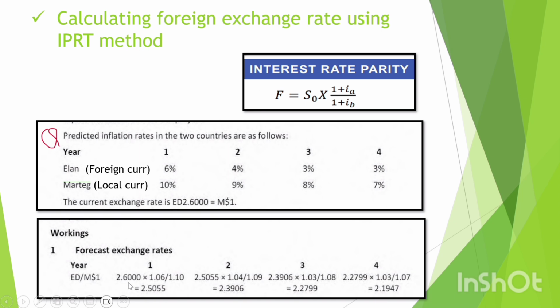So 2.6 is our current exchange rate, and for the first year, we have to inflate it. In the numerator we are using the ED country inflation, and in the denominator we are using the Martech country inflation. In this way, you can try to solve as many questions as possible, so that you don't forget this trick and follow it in your upcoming question solutions.